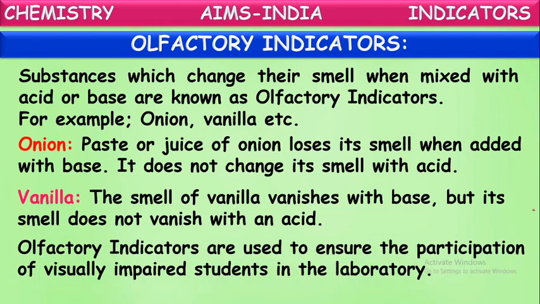Olfactory indicators are used to ensure the participation of visually impaired students in the laboratory. Yes, some students are not able to see. They can identify or detect these acids and bases by using olfactory indicators. If they are not able to see the color changes in the indicators, they can use these olfactory indicators, that is, the smell change. They can recognize acids and bases in the laboratory. Okay, these are called olfactory indicators, the indicators which show a smell change.